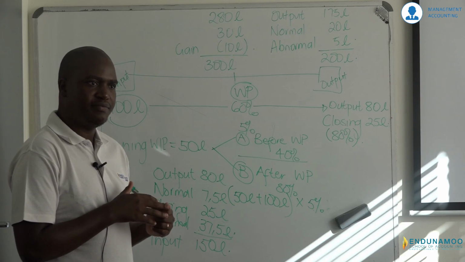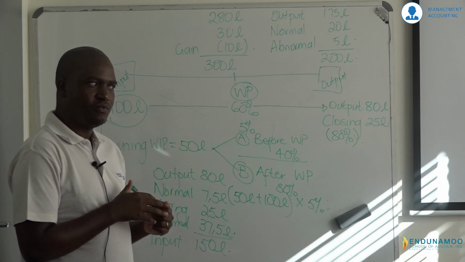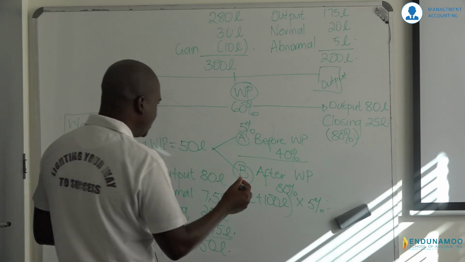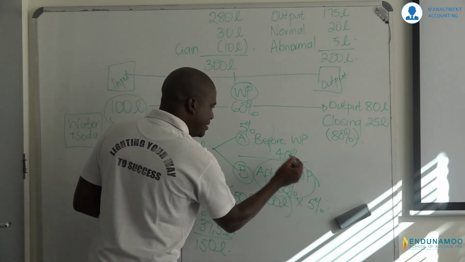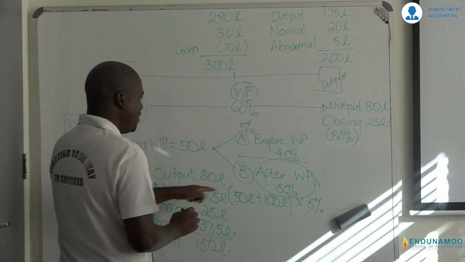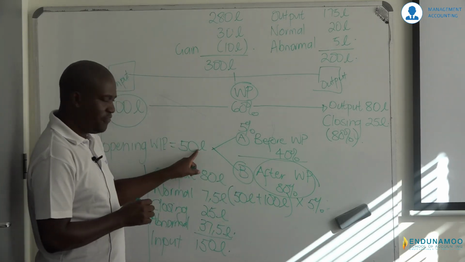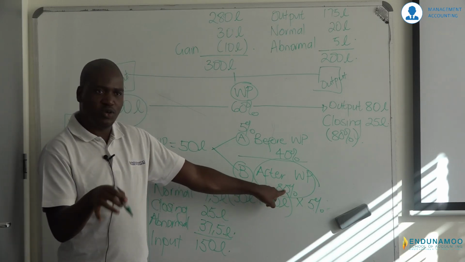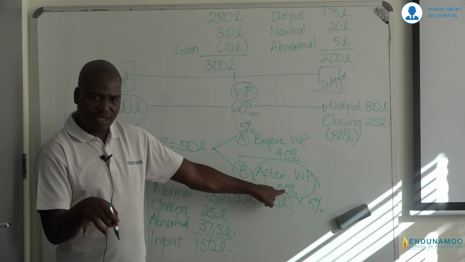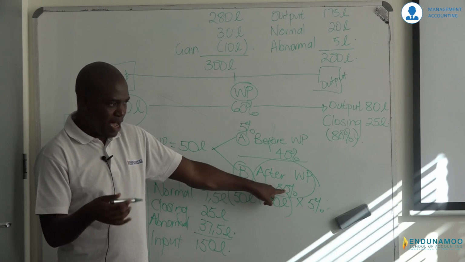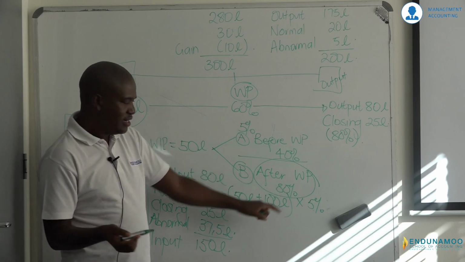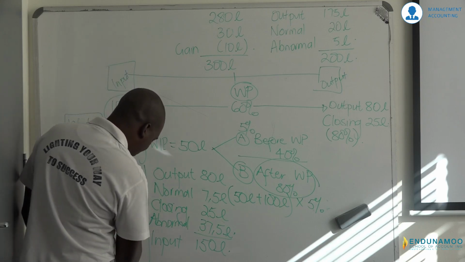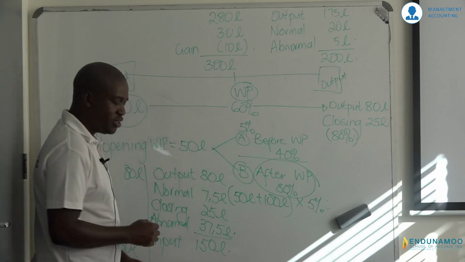Do you see this? Does this make sense? Now, let's consider scenario B. In scenario B, when the year started, you had 50, but the 50 had already passed the wastage point. Do you agree? So now I do my 80 as the input and my 150 as the output altogether.